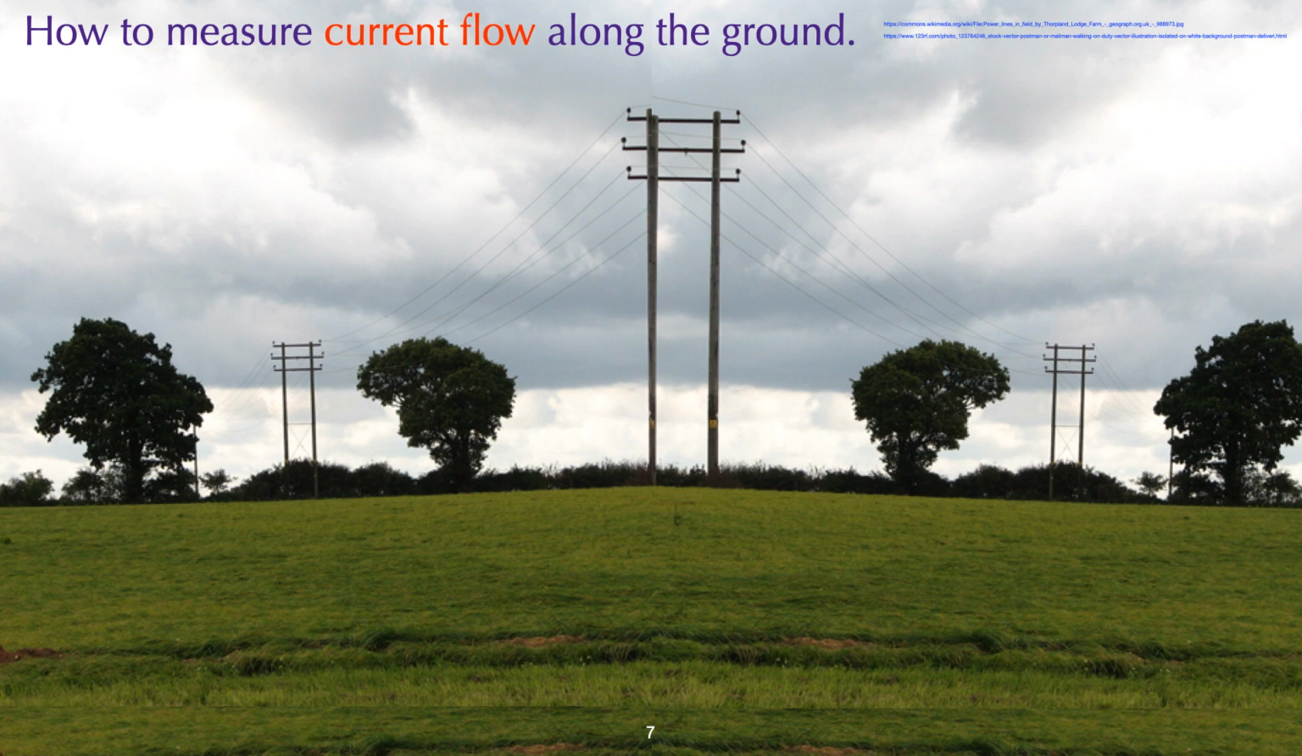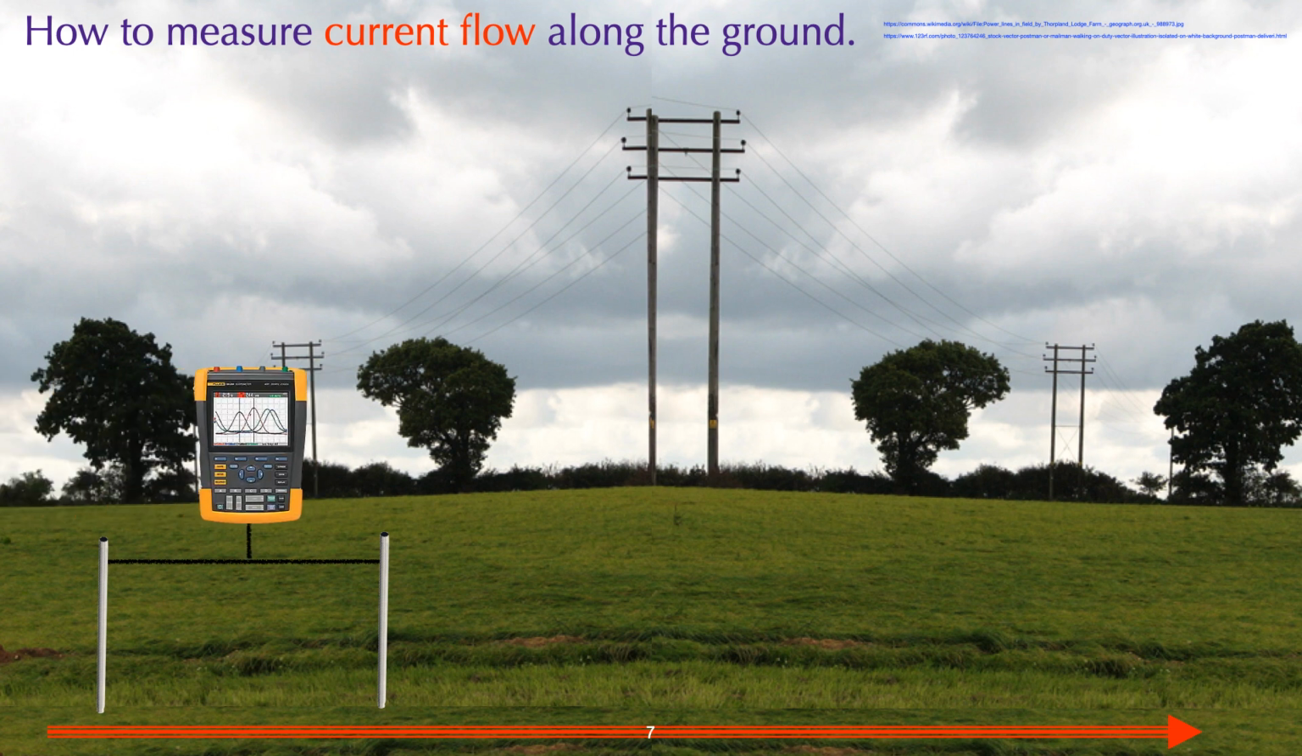Ground current refers to electric current flowing along the ground. We can measure it by placing 2 metal rods into the ground, connecting them with an electrical wire, and connecting the wire to an oscilloscope. If there is current flowing along the ground, it will preferentially flow along the metal and be recorded on the oscilloscope.